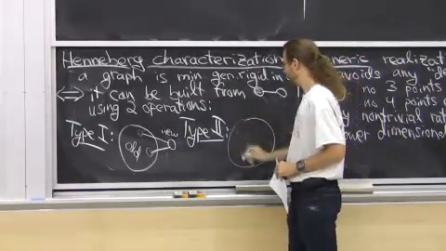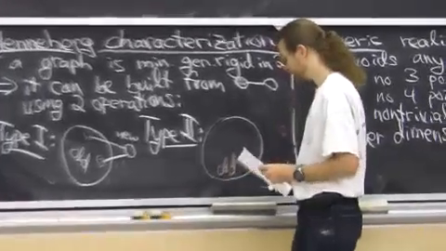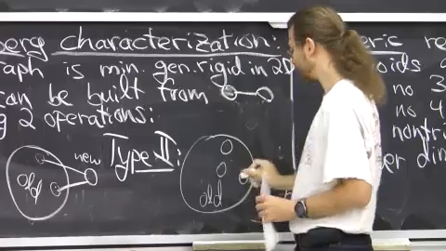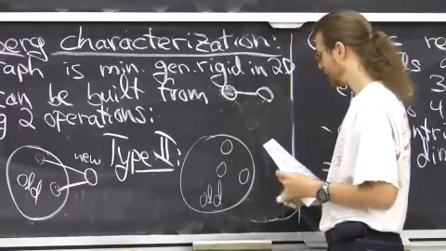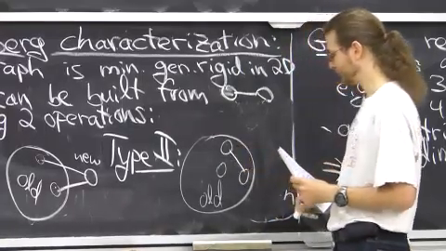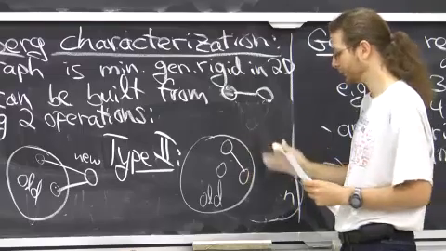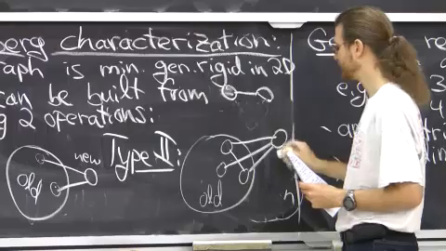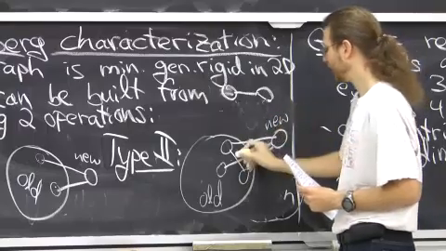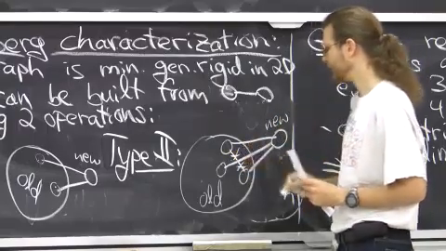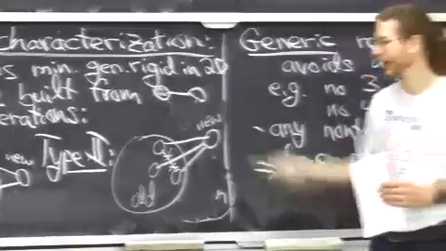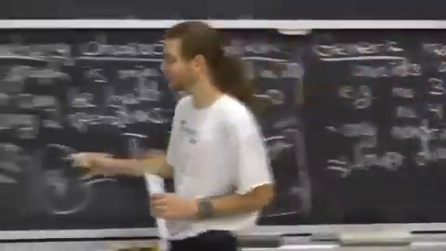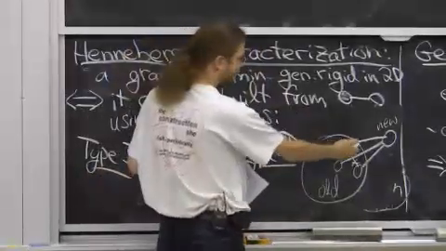The other type of operation, I take something I've already built. I take three of the vertices in there, and there's already an edge between them. At least one, there might be more. And I add three edges connecting to a new vertex, and I delete that old edge. So I add three, I remove one. Either I add two and remove zero, or I add three and remove one.